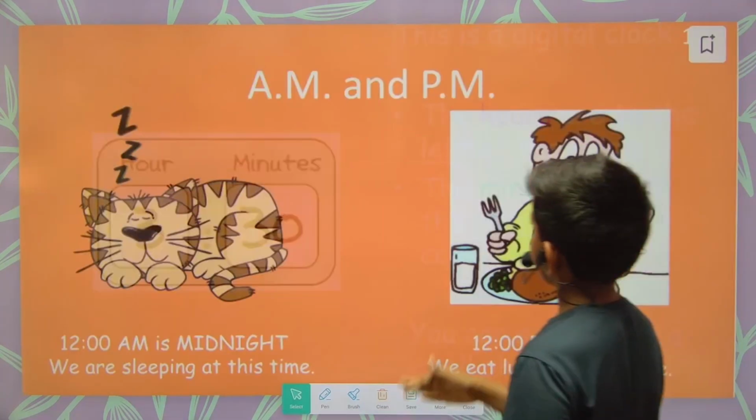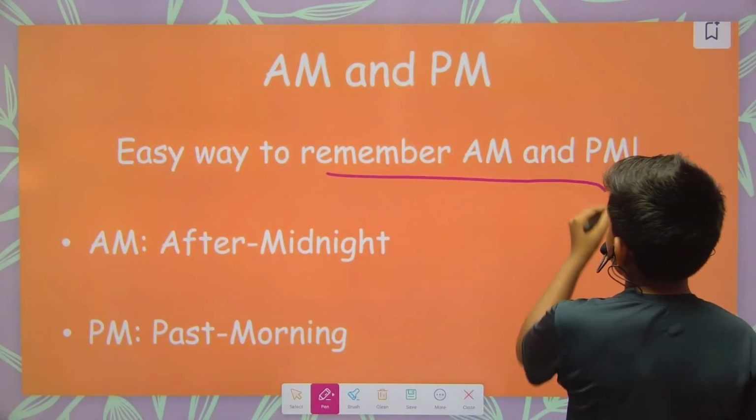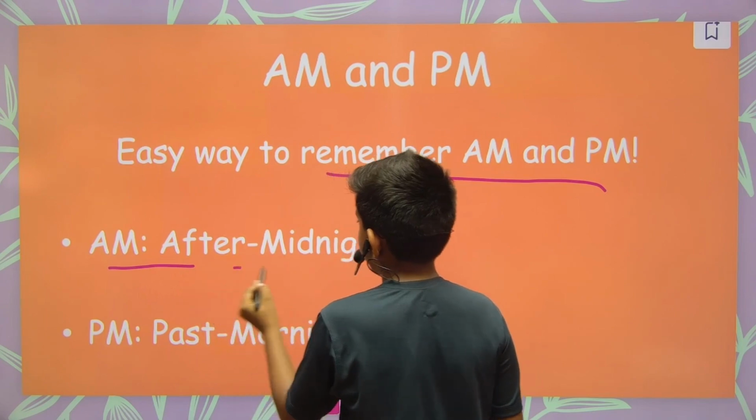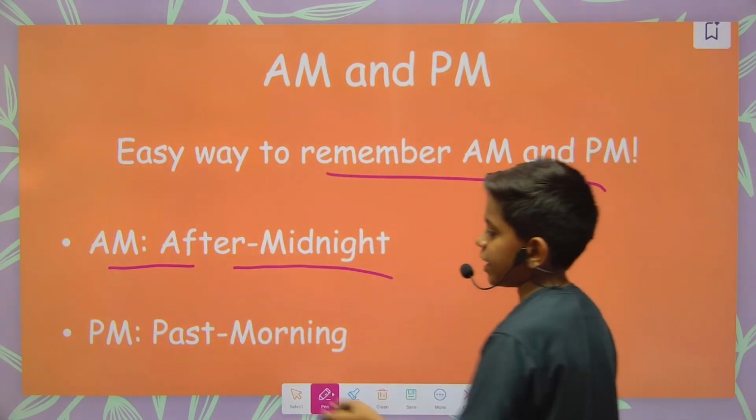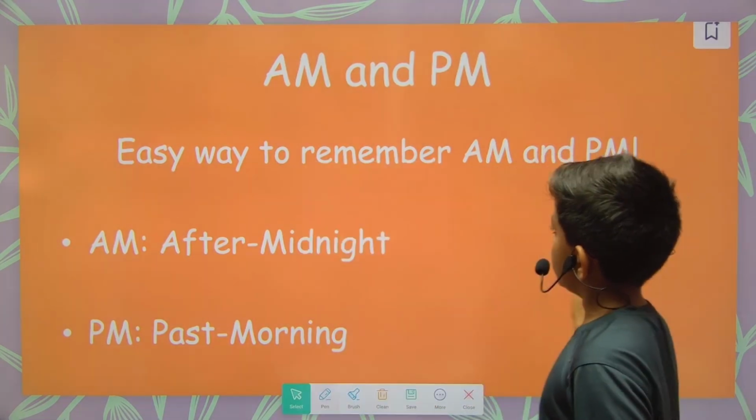Next, an easy way to remember AM and PM: AM is after midnight, and PM is past morning. After the morning we use PM.